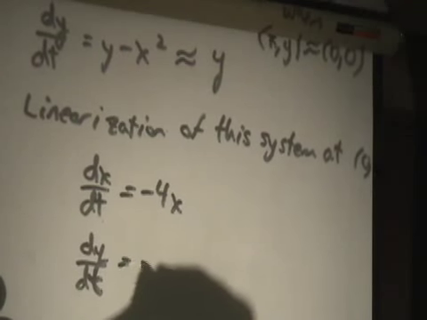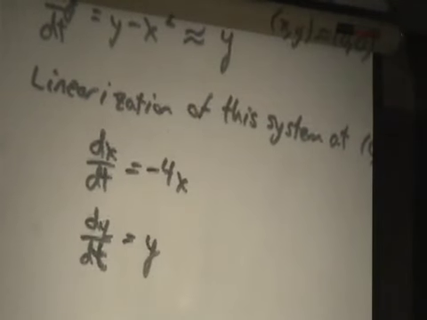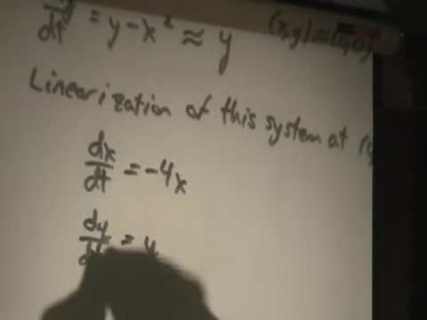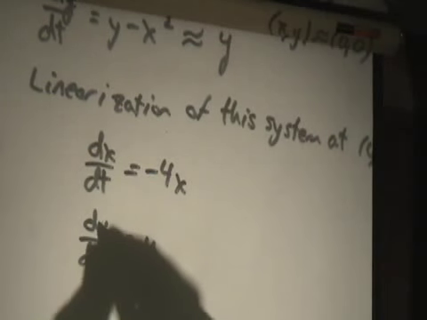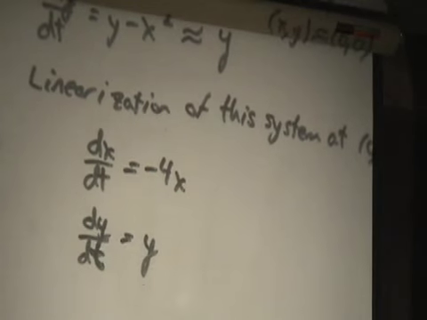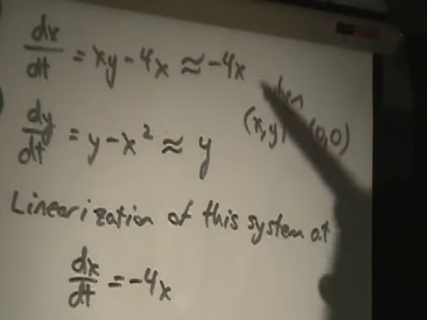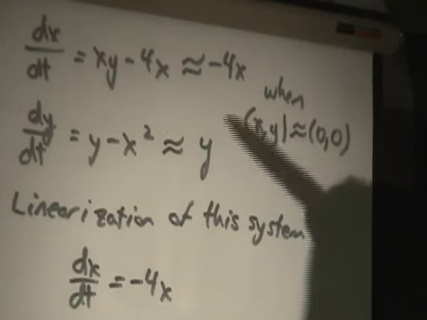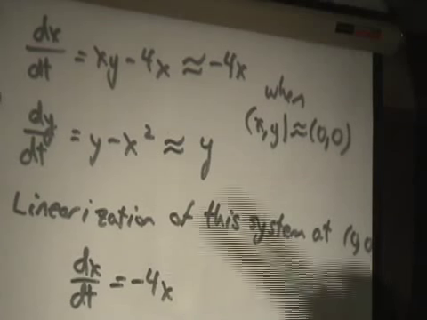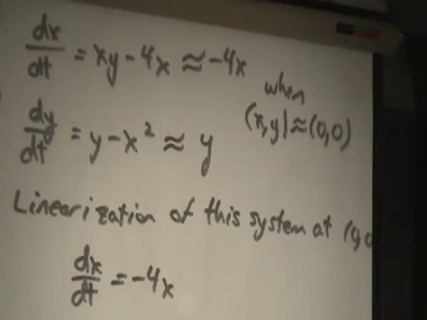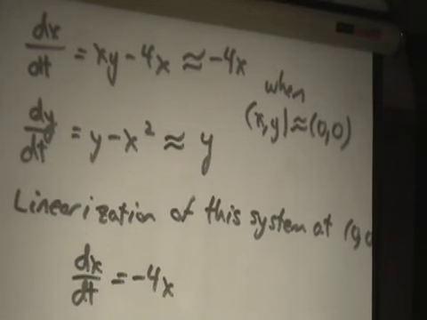This is a different system than our original nonlinear system. This is dx/dt and dy/dt: dx/dt equals negative 4x, dy/dt equals y. All I've done there is take the right-hand sides up here and place them down here, and I'm not using approximate equalities anymore. I'm writing actual equalities.